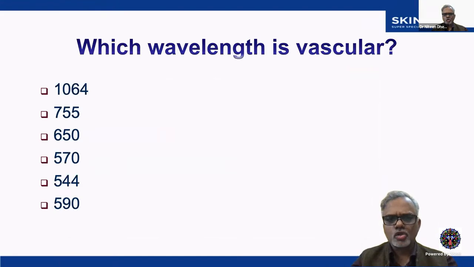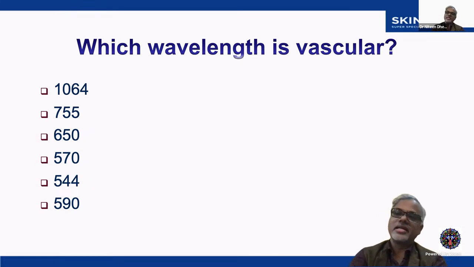So which wavelength is vascular? I always ask my students and the residents. Traditionally, if you see in the MCQ, what is the vascular wavelength? It's 585, 595, because that's the typical wavelength of a pulse dye laser. But if you have any other machine like IPL and others, 1064 nanometer is vascular in a hemangioma.